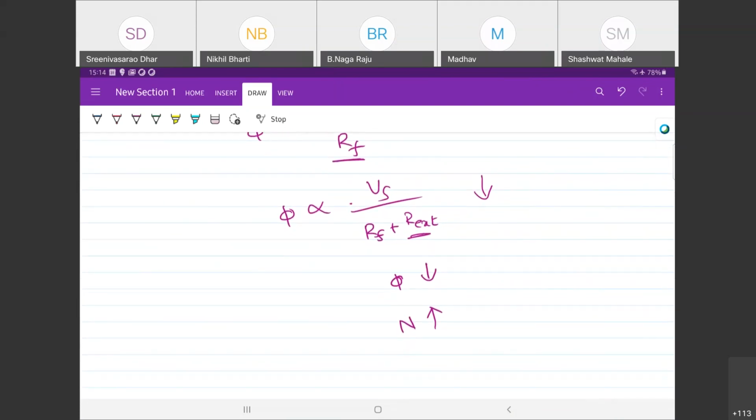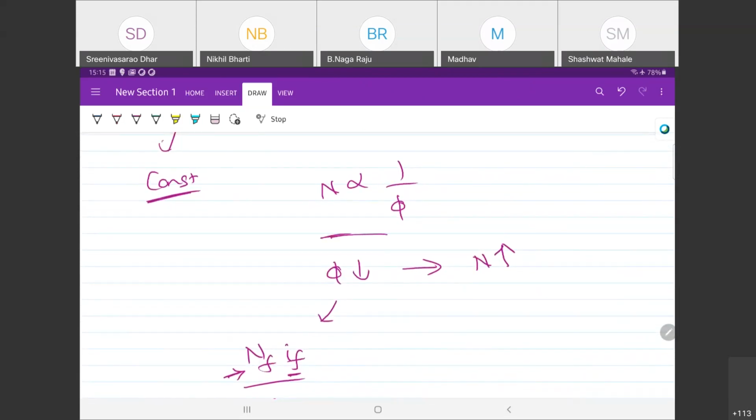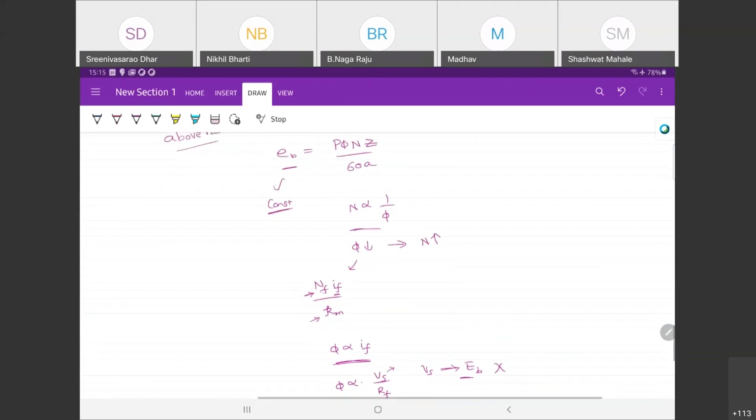So one way is to insert additional resistance in the armature circuit to obtain below rated speed. The second way to modify the speed is to insert resistance in the field circuit so that the current will be reduced and the flux will be reduced. Therefore the speed will be increased, because we already discussed that N is proportional to 1 by phi. Clear?